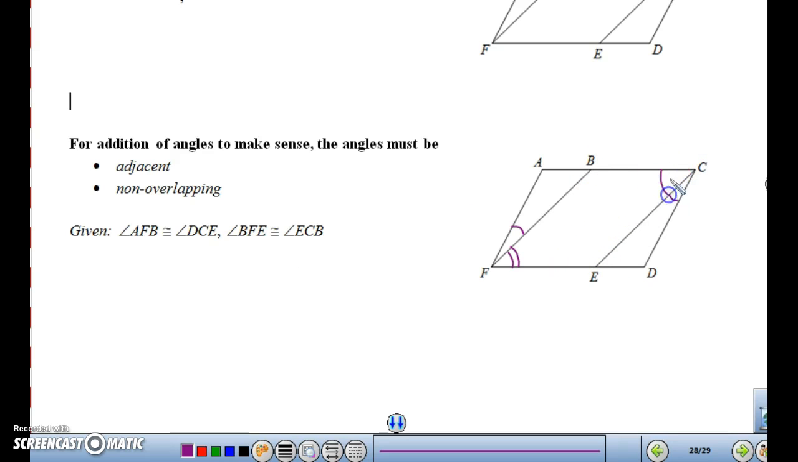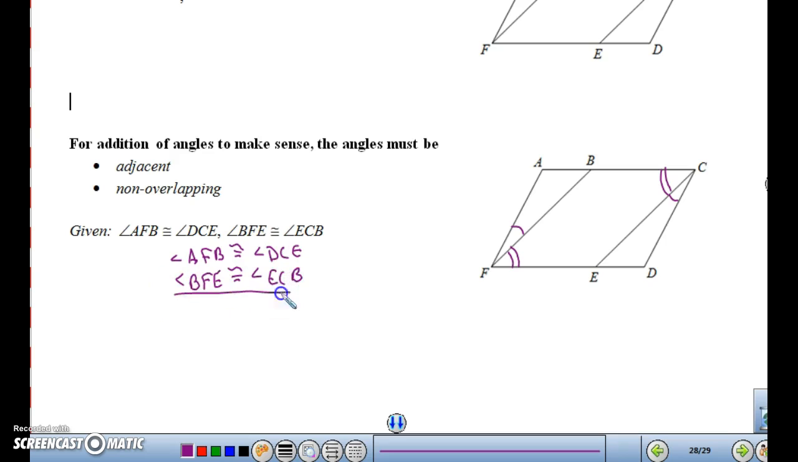ECB, which is this angle right here. When I take those two angles, you can see that they are adjacent to each other. This one's next to this one, and this one's next to this one, and they don't overlap. They're two separate angles that are next to each other. But if I add them together, angle AFB is congruent to angle DCE, and angle BFE is congruent to angle ECB.